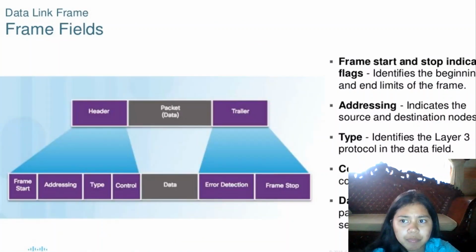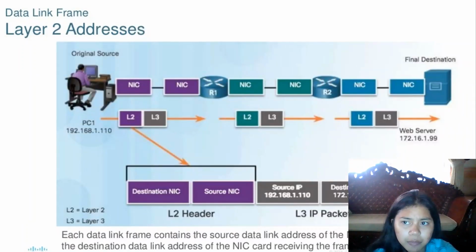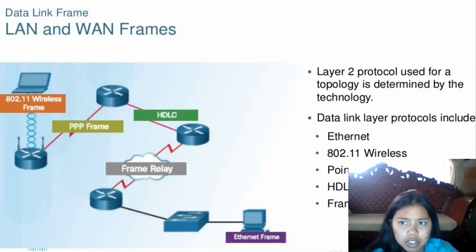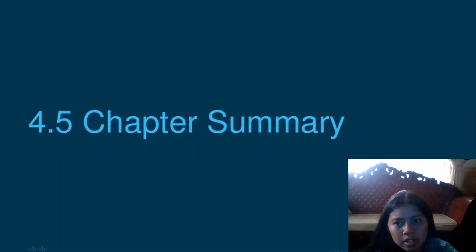The frame. Frame fields have five types of fields: the frame start and stop indicator flags, addressing, type, control, and data. Layer 2 addresses, LAN and WAN frames.